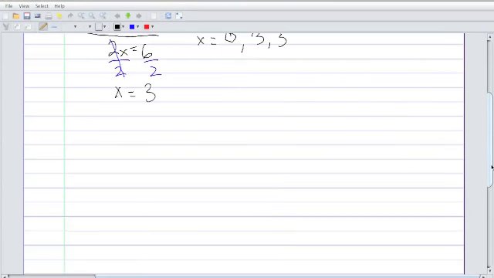Okay. So again, we're going to make a table. So this is going to be our x value, and this is going to be f of x, and this is going to be our conclusion.